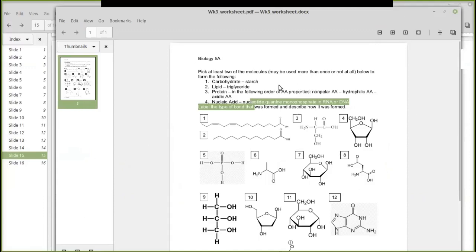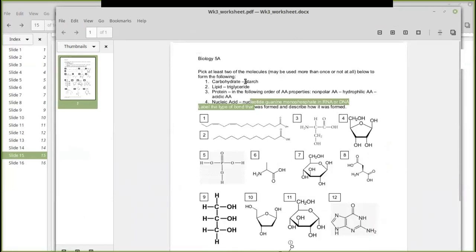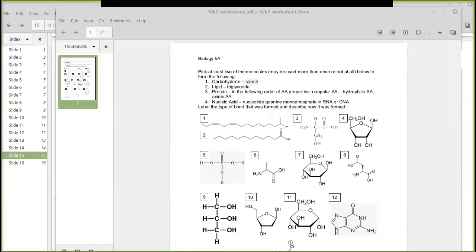What you have to do in this worksheet is take these different molecules and use them to construct the molecules that they're talking about over here. The very first thing we want to discuss is what you would use to make a carbohydrate, specifically in this case, starch. So what would you guys pick? Any volunteers? Out of all these different numbered chemicals, what would you pick to make starch?